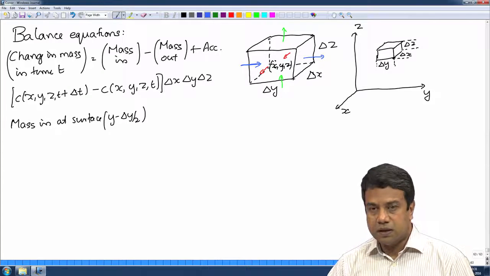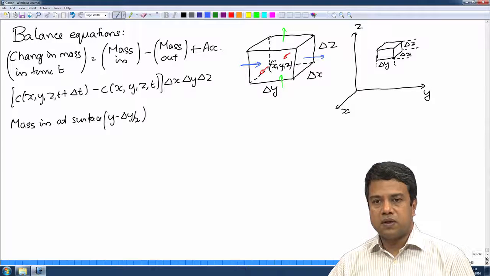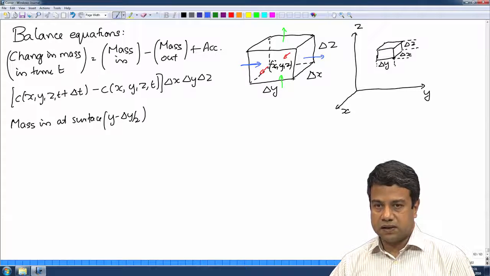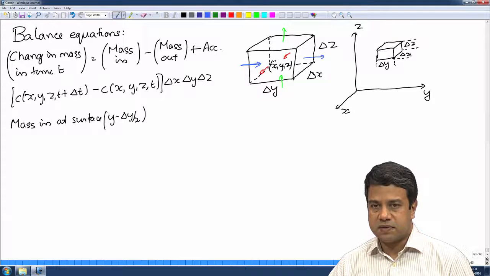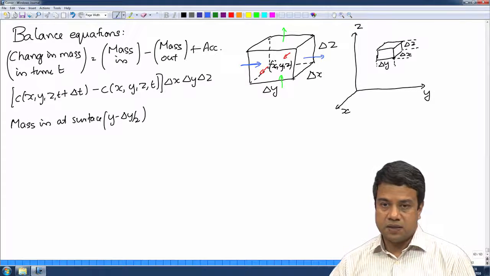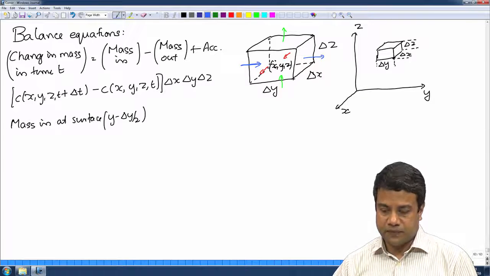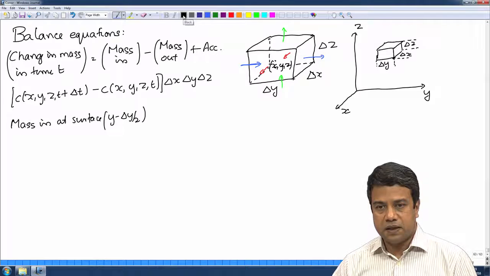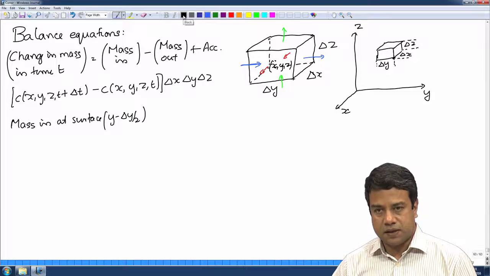The mass per unit area per unit time coming in due to convection, if you recall, is just equal to the velocity perpendicular to the surface times the concentration at that location. The mass coming in at that surface is the velocity perpendicular to the surface times the concentration, that is the mass per unit area per unit time. That is the flux, and I have to multiply that by the area and by time.